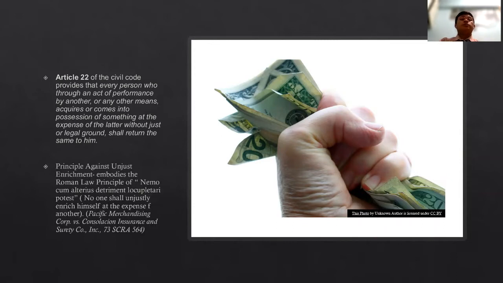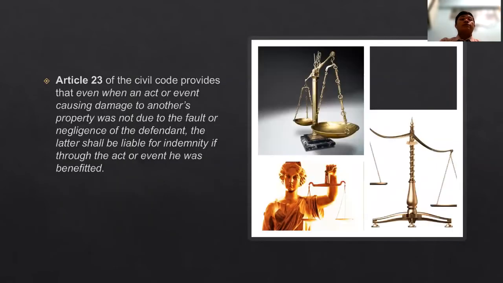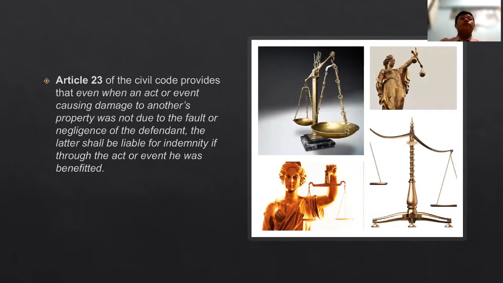This encapsulates the principle against unjust enrichment, which embodies the Roman law principle of nemo cum alterius detrimento locupletari potest, which means no one shall unjustly enrich himself at the expense of another, as cited by the Court in Pacific Merchandising Corporation versus Consolacion Insurance and Surety Corporation Incorporated, 73 SCRA 564. The second article that we must take notice of is Article 23 of the Civil Code, which provides that even when an act or event causing damage to another's property was not due to the fault or negligence of the defendant, the latter shall be liable for indemnity if through the act or event he was benefited.